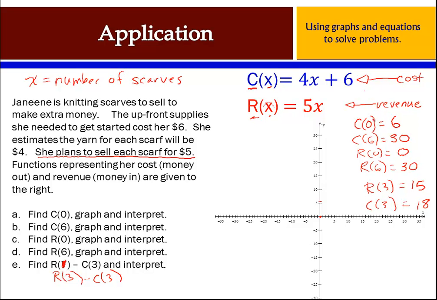So just verify these numbers here. Cost of 0: 0 for x, 4 times 0 is 0, added to 6 is 6. C of 6 would be 4 times 6, 24, plus 6, 30. R of 0, this time input value 0 goes into the R function. Instead of x, we put a 0. R of 0 is 0. R of 6 would be 5 times 6 or 30. R of 3, 5 times 3 is 15. C of 3, 4 times 3 is 12, plus 6 is 18.